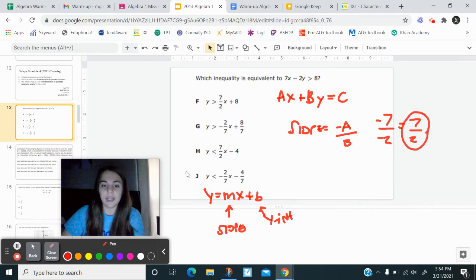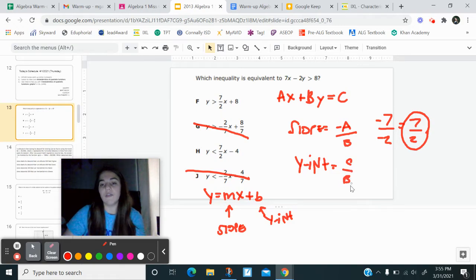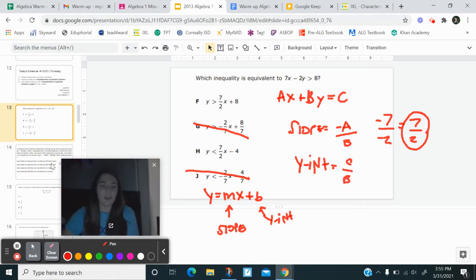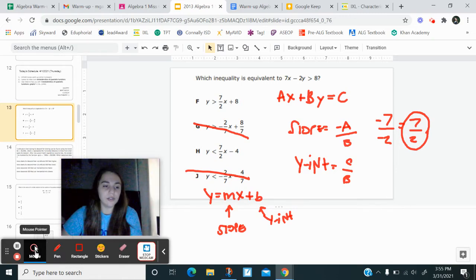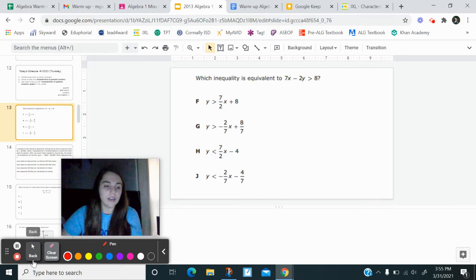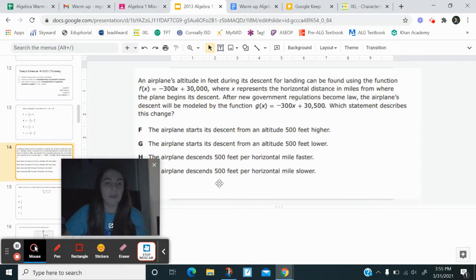So we can automatically eliminate J and G because we found the correct slope. Next, we can find the correct y-intercept, which is going to be this number, and we will get our answer. We don't even have to care about the inequality symbol because we'll have an answer. All right, the only thing I'm going to tell you is that the y-intercept is found by C over B. So you will need to calculate C over B, and you will find your answer for number 1. Let's move on to number 2.